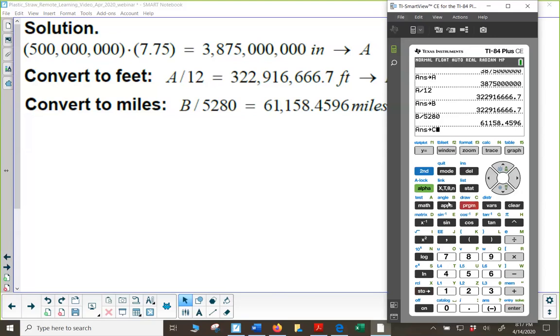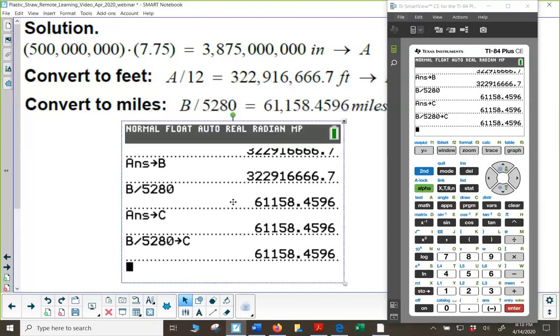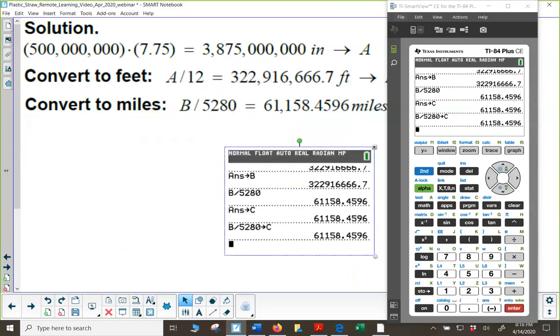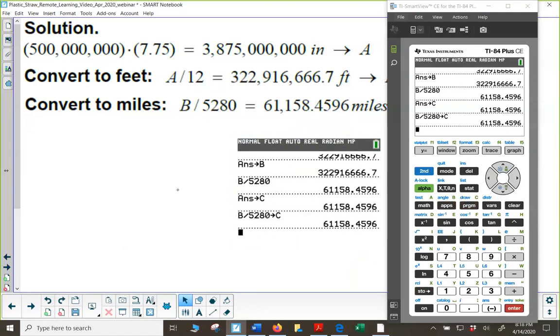By the way, I do know that I can just type that in. I can go back and go alpha B divided by 5,280 and store into alpha C all in one line. But I like seeing them both, and that's just me. Again, I'm going to use my finger this time and put my finger on there and slide that off right there. Then I can resize it, move it around, and so on. One of my favorite features of TI SmartView, by the way. All right, so that's how many miles we've got.